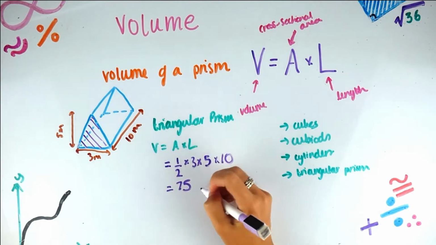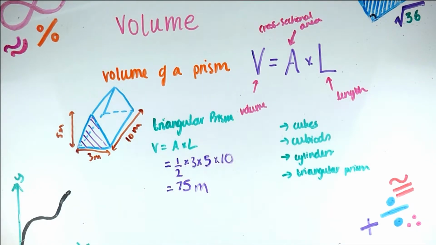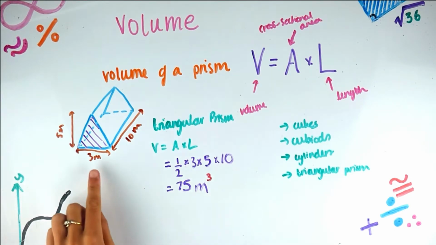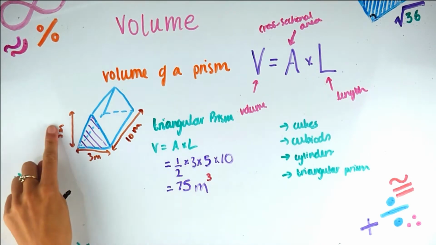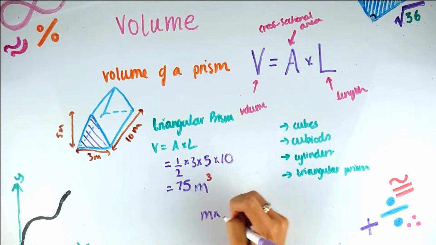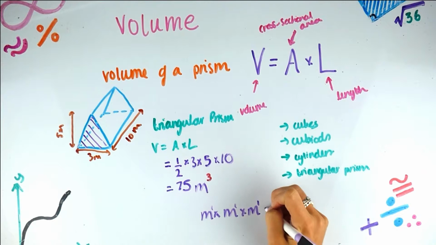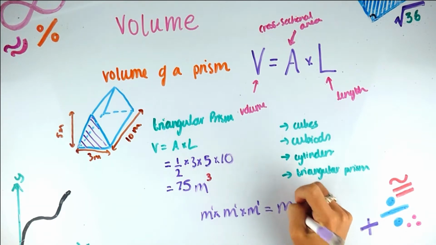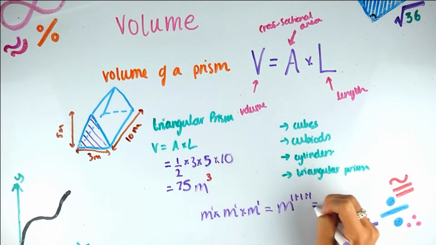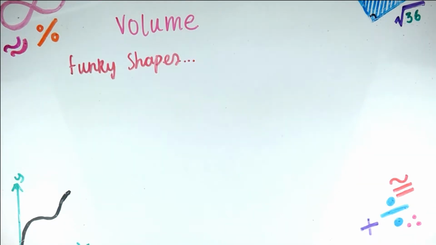And then this time we're talking meters, and again we're talking volume, so we're going cubed. The reason the units work like that is because you've got meters multiplied by meters multiplied by meters, which all have a 1 there. And when you multiply, you add the powers, so you get 1 plus 1 plus 1 equals m to the 3.